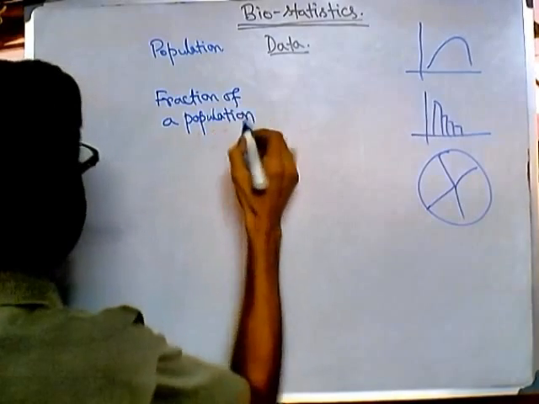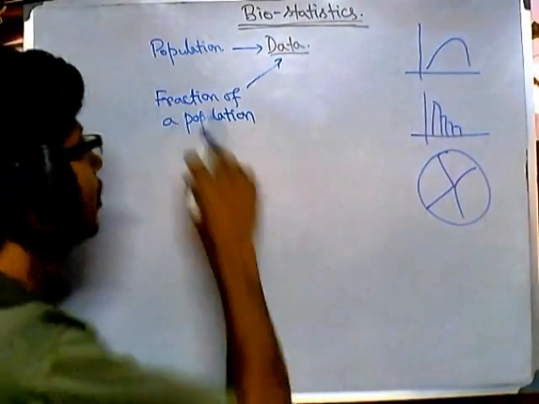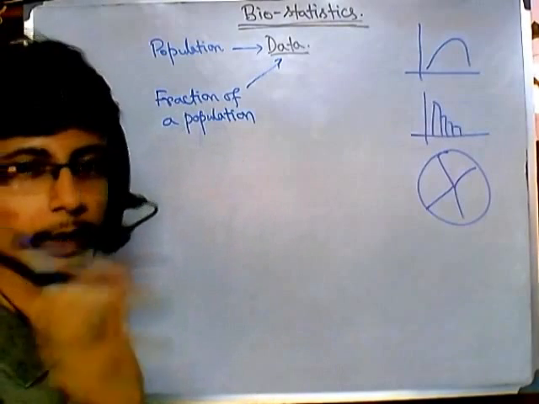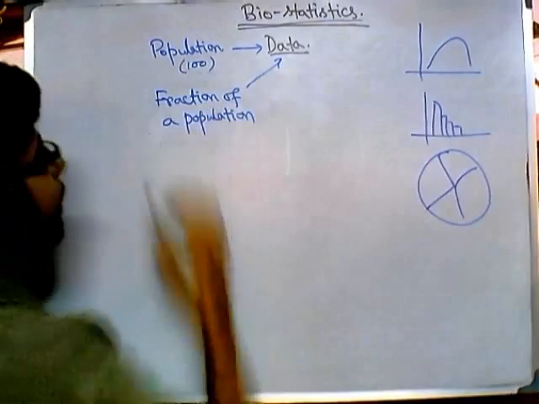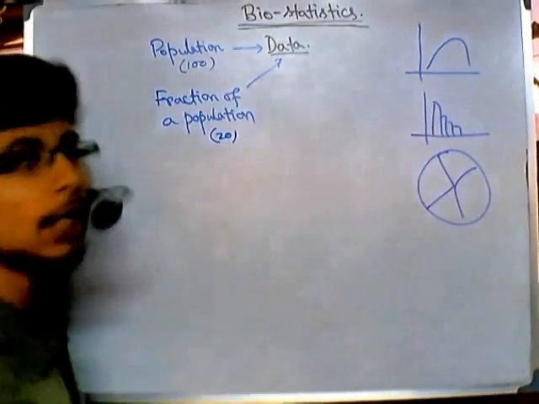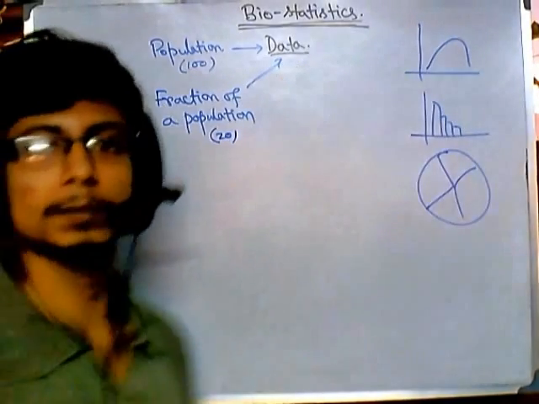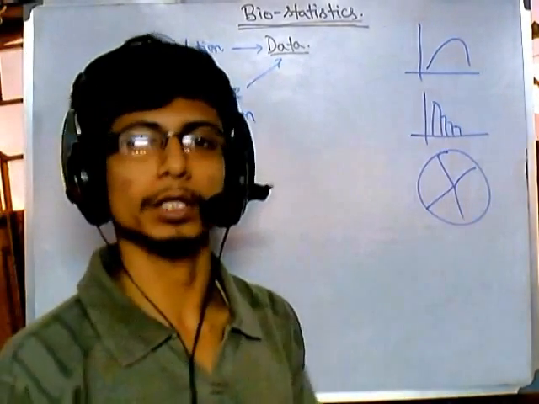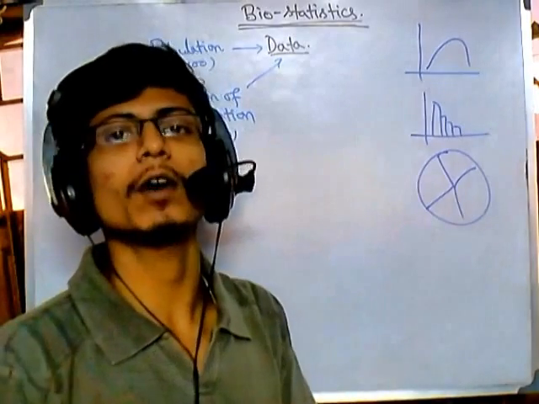So we can get the data from both sources: from the whole population and also from a fraction of a population. Suppose this population consists of 100 different items. Now this sample is only 20 of it, so it's a fraction of that whole population, but we can gather data from it. If it is possible to gather data from a whole population, you must go with it, because then you get a clear picture of all the data.